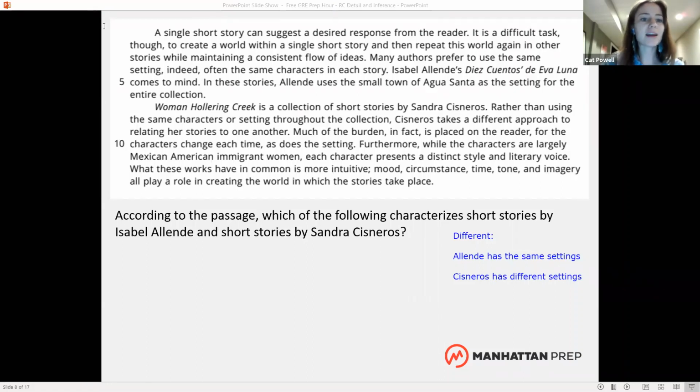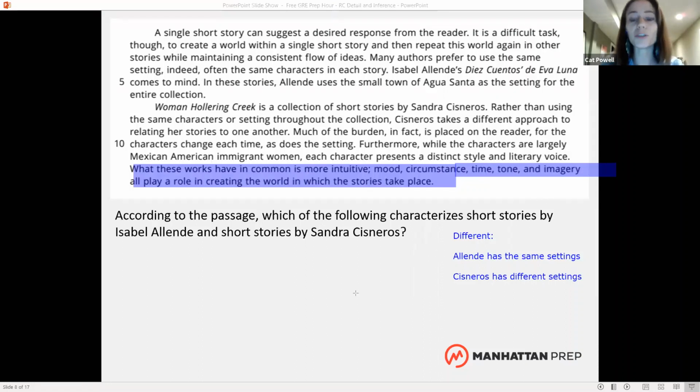And then I think a lot of people were pointing us to this last sentence. What these works have in common is more intuitive. Mood, circumstance, time, tone, and imagery all play a role in creating the world in which the stories take place. What is that last sentence saying? Because it seems like it's saying something important about what these stories have in common. Everyone in the chat, if you were going to rewrite this in a really simple way, like for a 6-year-old, how would you rewrite this sentence? What do these two authors have in common?